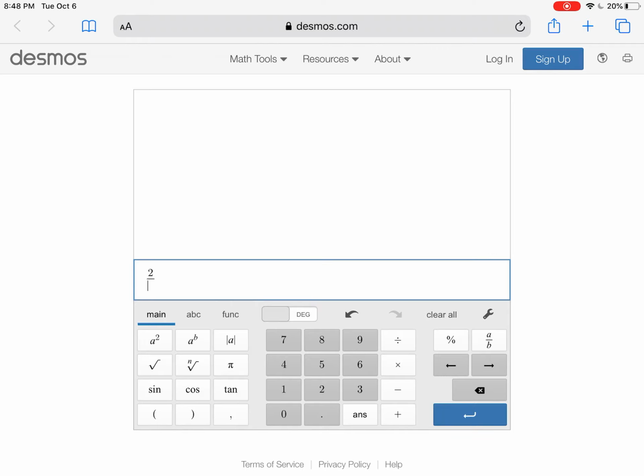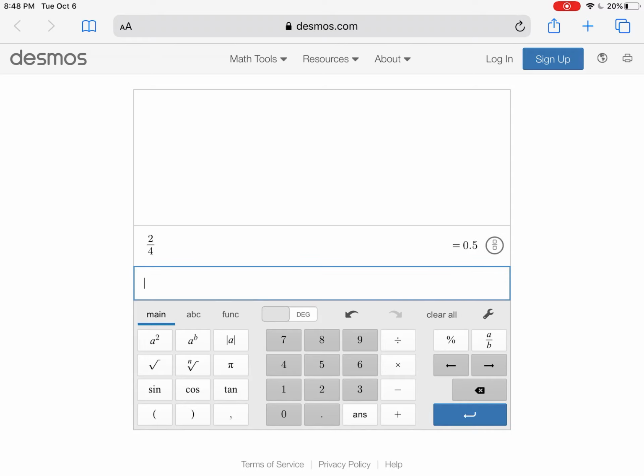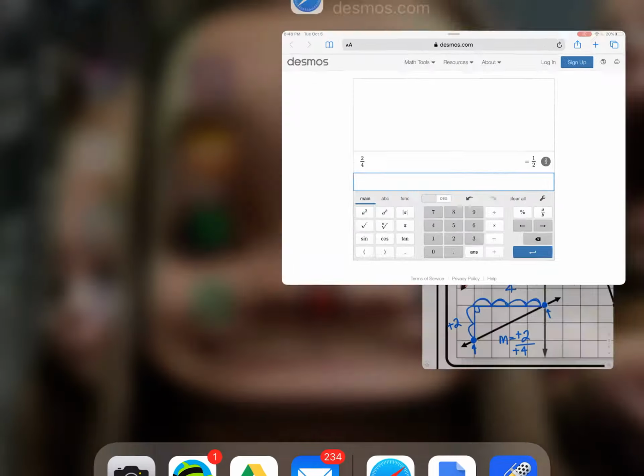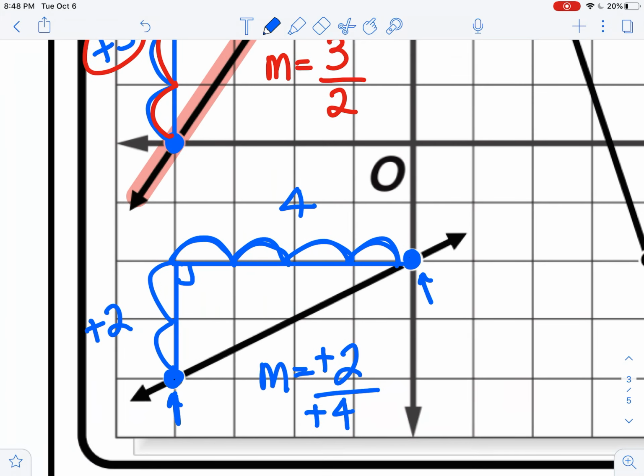We've got 2 divided by 4. We click enter, boom shakalaka, there it is. And again, we're going to make sure that we put it into the simplest fraction, which is 1/2. So now we can come back over here, and this guy is going to be 1/2. So there is our slope.